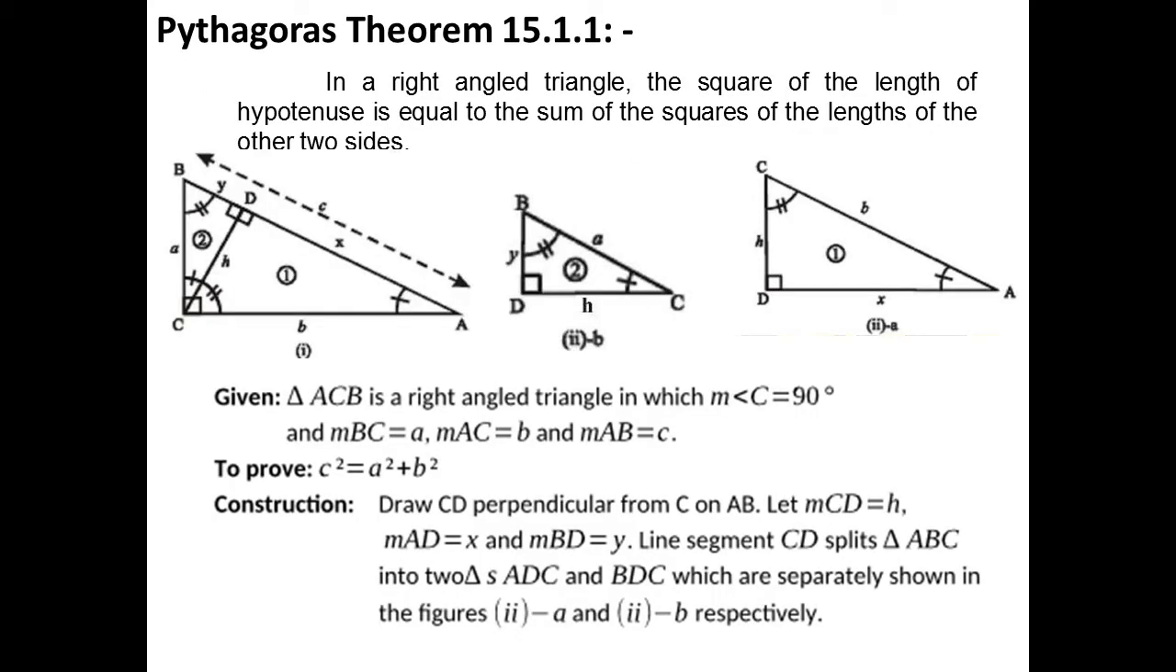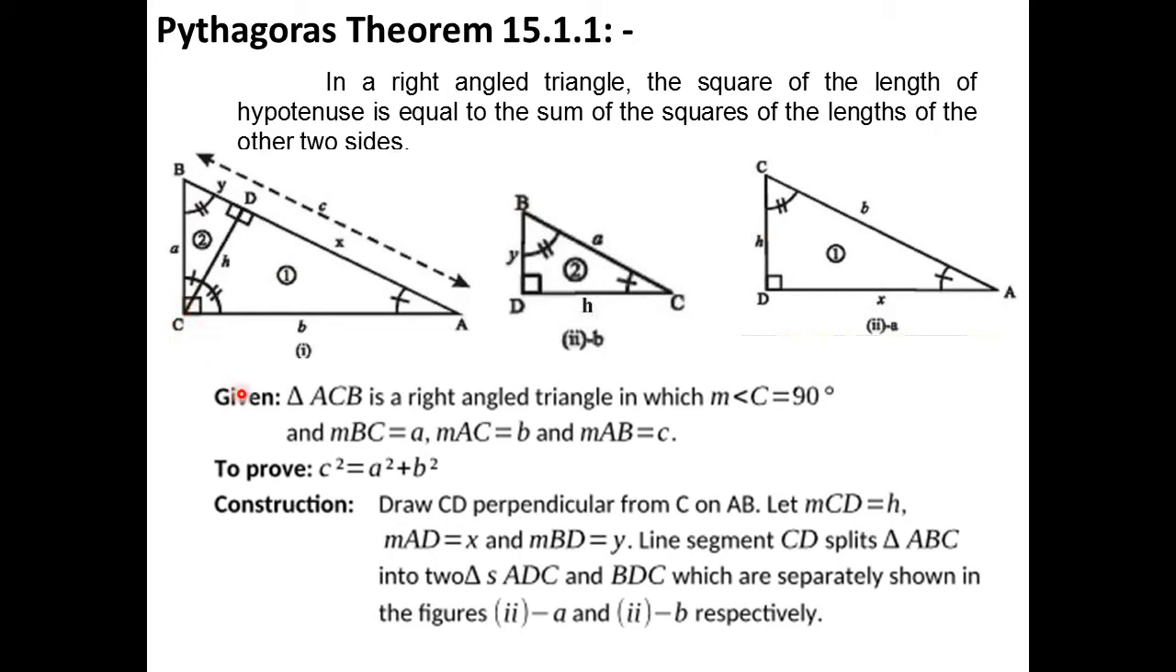After this information about the right angle triangle, now we are able to study the Pythagoras theorem in a better way. Let's see what the theorem says. It says, in a right angle triangle, the square of the length of the hypotenuse is equal to the sum of the squares of the lengths of the other two sides. If you look into this figure, this triangle ABC is a right angle triangle because this angle C is 90 degrees.